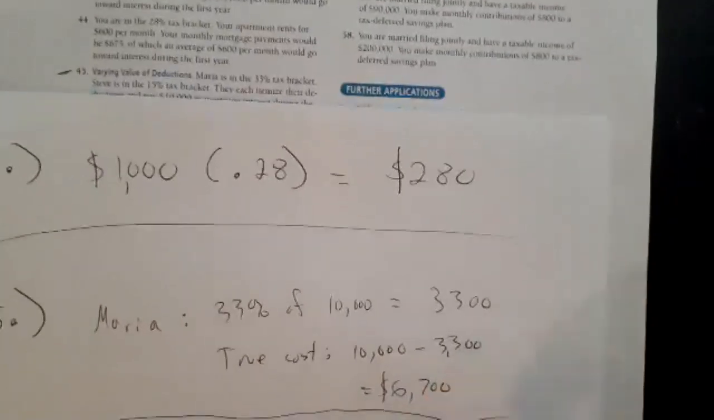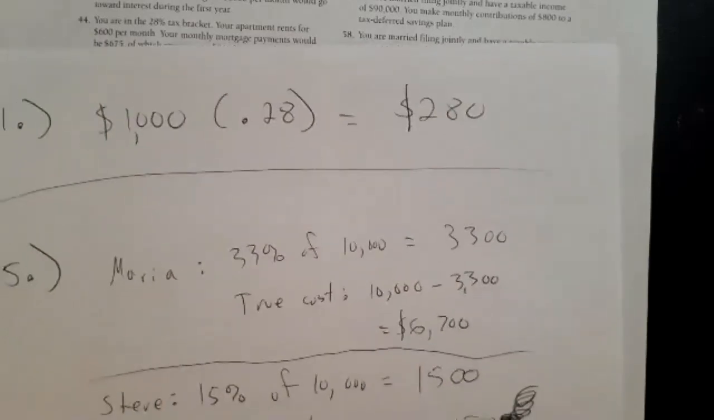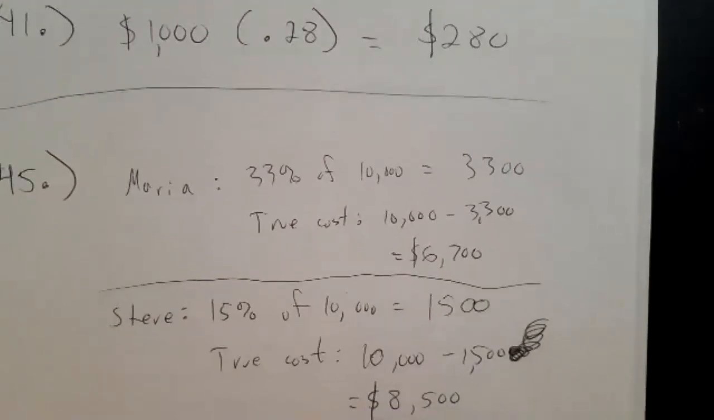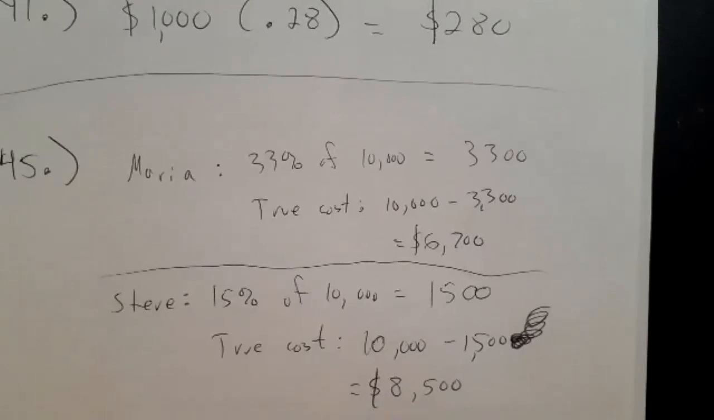And so if we want to think about the true cost that Maria has to pay, it's going to be $6,700. And then the same thing with Steve. If he's doing 15%, the true cost of that one is going to be $8,500. So if they have to make mortgage payments, this is going to be the quote unquote true cost. It's the amount that they're paying minus the tax break that they're getting. And so they're doing this with mortgage payments.